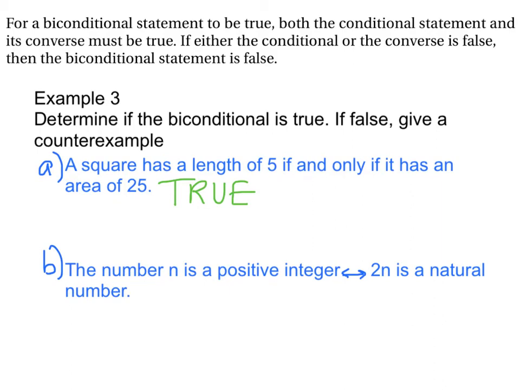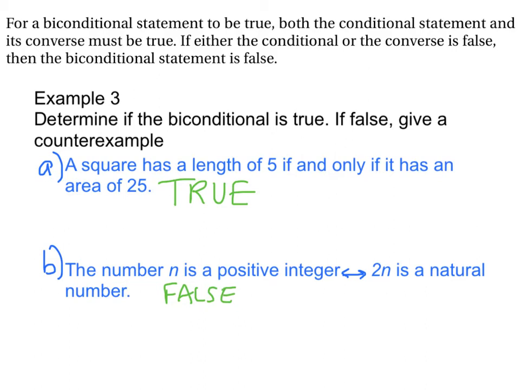Now, let's switch it around. If 2n is a natural number, then the number n is a positive integer. No, that's going to be false. Here's why.